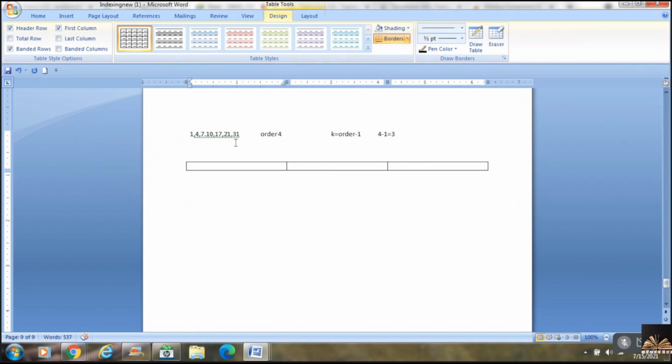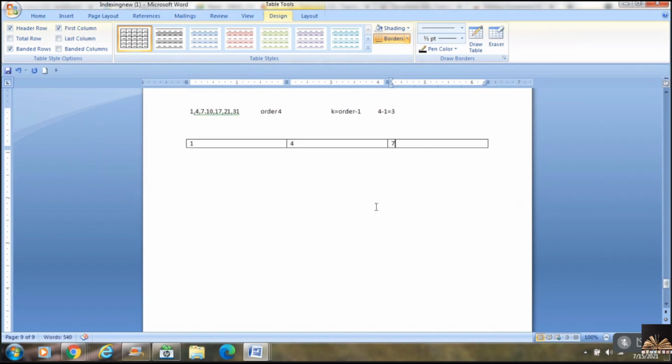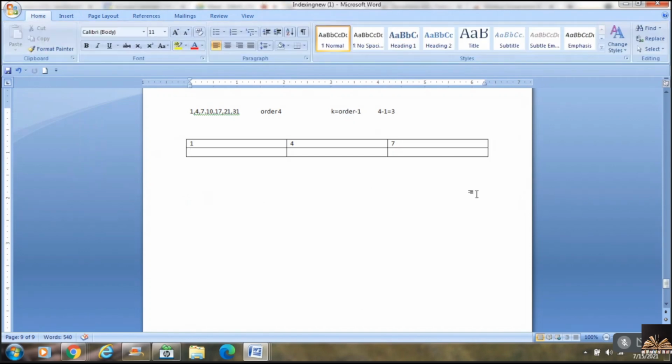Now, the first key to be inserted would be 1. There is no issue with inserting 1. Then I have to insert 4, the second one. Then I have to insert 7. As of now, no issues with this. So I'll go with 1, 4, and 7. This is my first level of the tree.